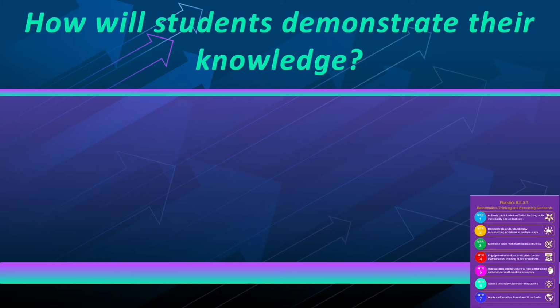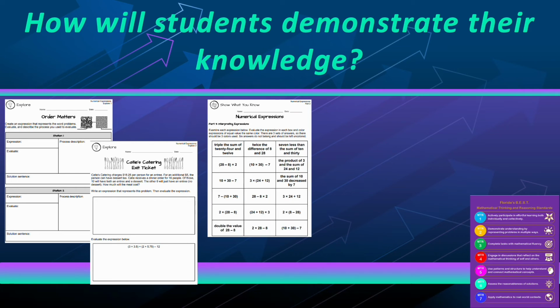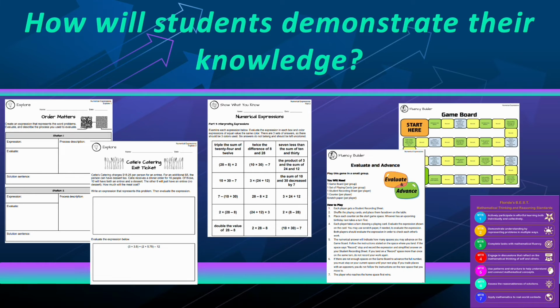Throughout the unit of study, we should see multiple opportunities for students to show their understanding of the content. For example, students could be showing their work in their journal during the Explorers. They could also be following up with the Show What You Know activity, or playing a fluency builder game. These activities will give the teacher opportunities to informally assess the student's understanding, and they can show MTRs 1, 2, 3, or 7, since students are representing their problems or expressions in multiple ways, connecting their learning to the real world, and getting more efficient with solving expressions.